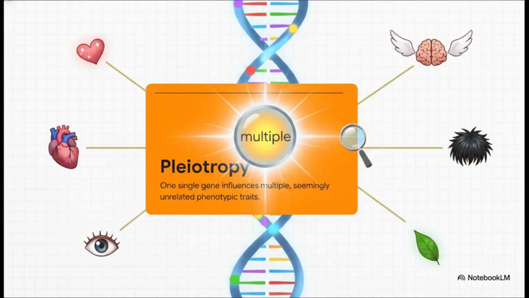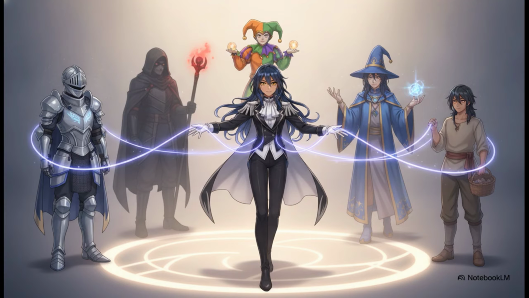I want you to really lock in on that word multiple. Basically, a single gene takes on this massive workload to influence several completely different physical traits at the exact same time. Think of it like a really versatile actor playing 5 different roles in one movie. Imagine them running around swapping costumes, doing different voices, playing the hero, the villain, and the sidekick, all in the exact same film. That right there, that's your pleiotropic gene pulling all the strings behind the scenes.